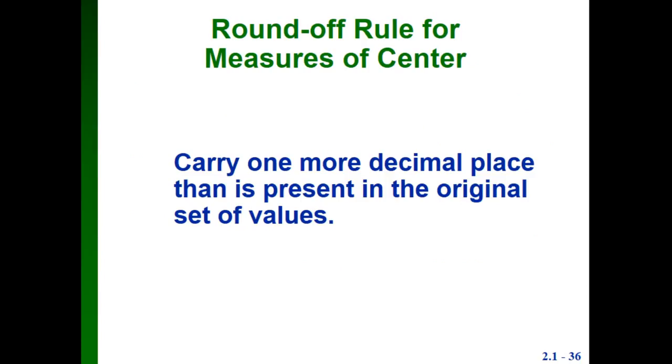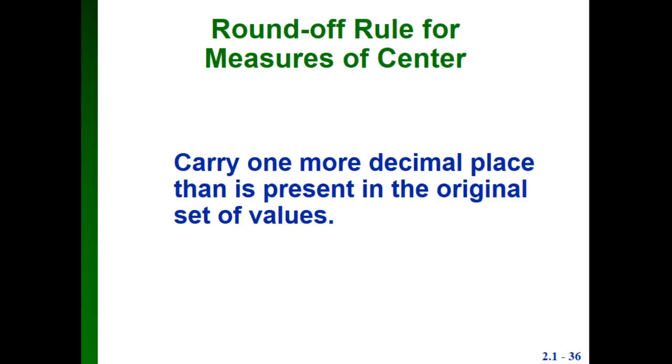If we're calculating the mean or the median or the mid-range, one question I get asked a lot is how do I know what to round these off to? So kind of the rule of thumb for rounding off measures of center is that we're going to carry it to one more decimal place than what we have in the original data set. So for example, if our original data set was all integers, then we would round off our mean and our median and our mid-range to one decimal place.